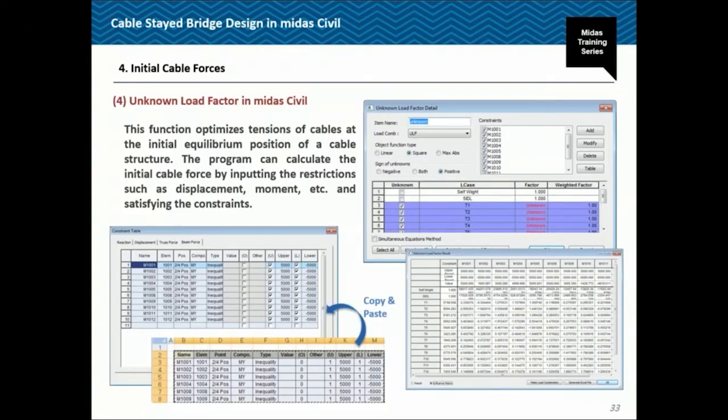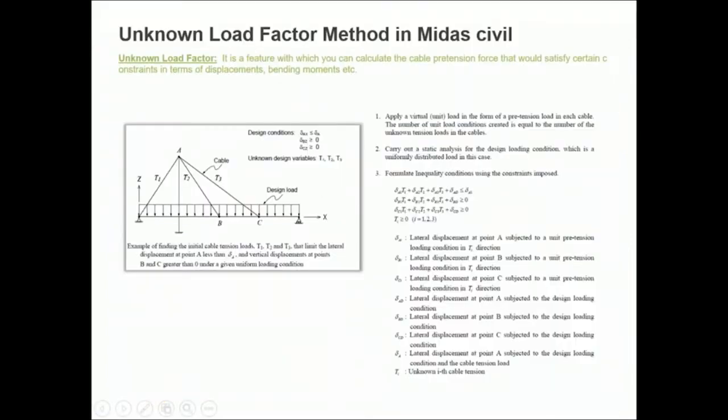So this is what unknown load factor is. This function optimizes the tension of the cables at the initial equilibrium position of the cable structure. It will form an objective function through these constraints, and then solve it through inequality or equality conditions, and then it will give you the unknown load factors, which are nothing but your cable pretensions.